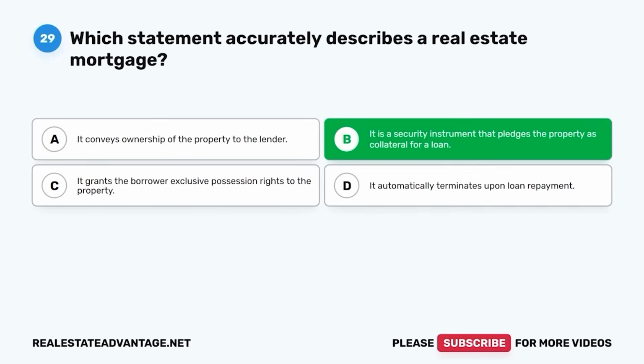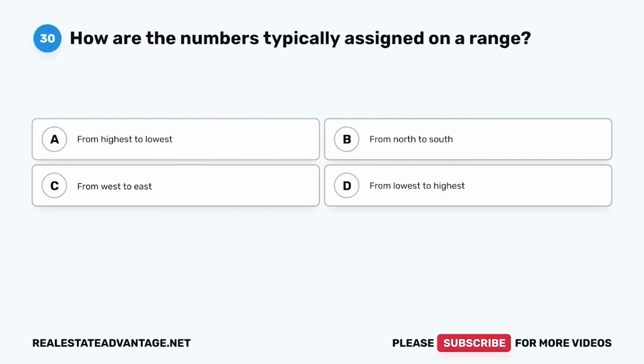Question 30. How are the numbers typically assigned on a range? A, from highest to lowest. B, from north to south. C, from west to east. D, from lowest to highest. The correct answer is C, from west to east.